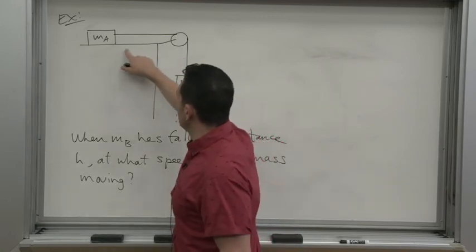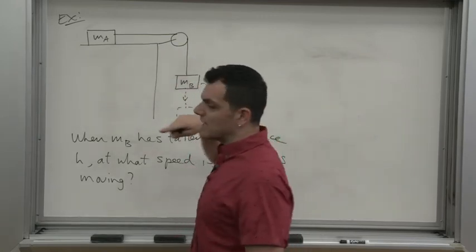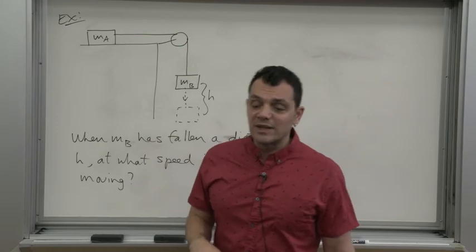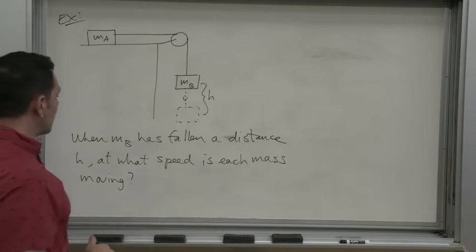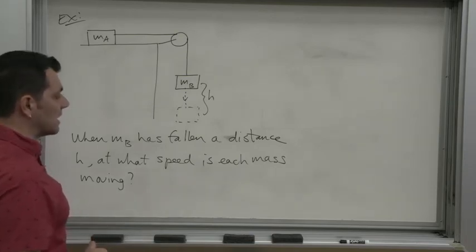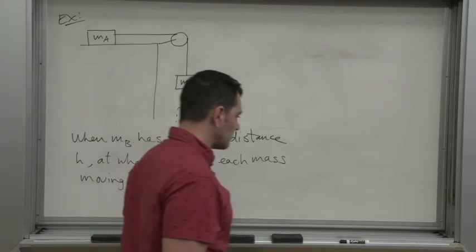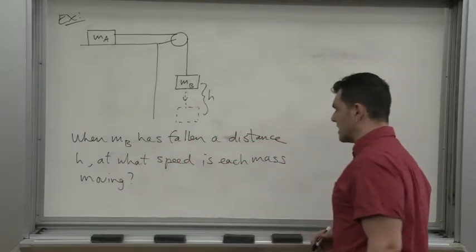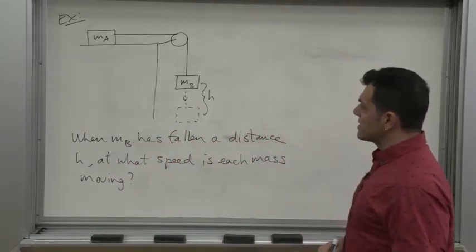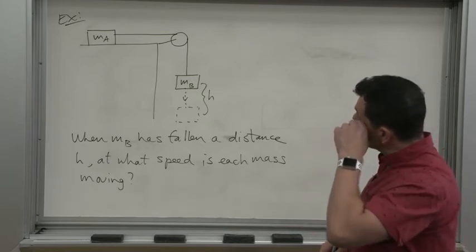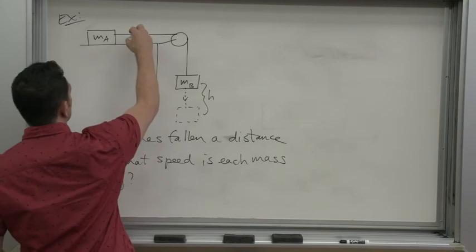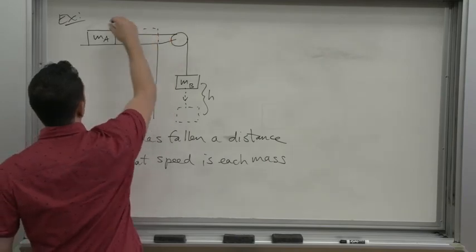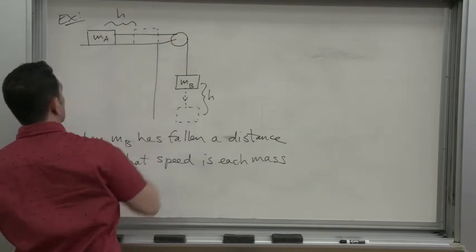This guy's moving to the right at distance h, this guy's moving down at distance h, so we can certainly find out what the final speed is of each of those masses. But we're going to use mechanical energy conservation this time. So let's take a look at mass A, right? And mass A is going to move a distance to the right equal to h.